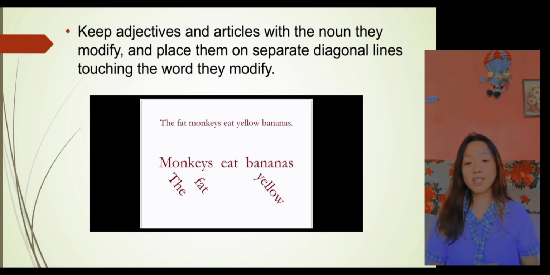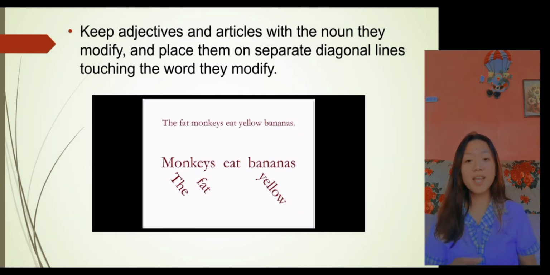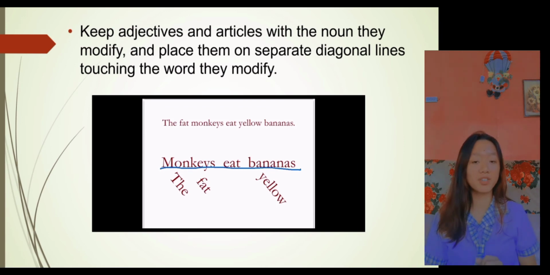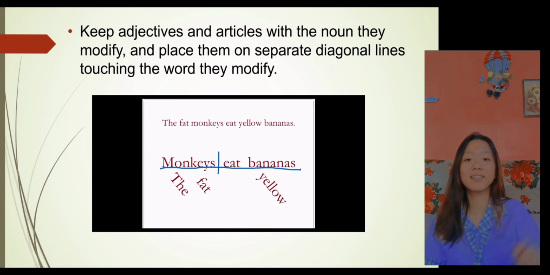In our initial steps, we pull out our subject, which is monkeys. Eat is our verb, bananas is our direct object, and we underline them together. Next we separate the subject and our verb with a vertical line that crosses the underline. Then, we separate our verb and our direct object with a vertical line that does not cross the underline.